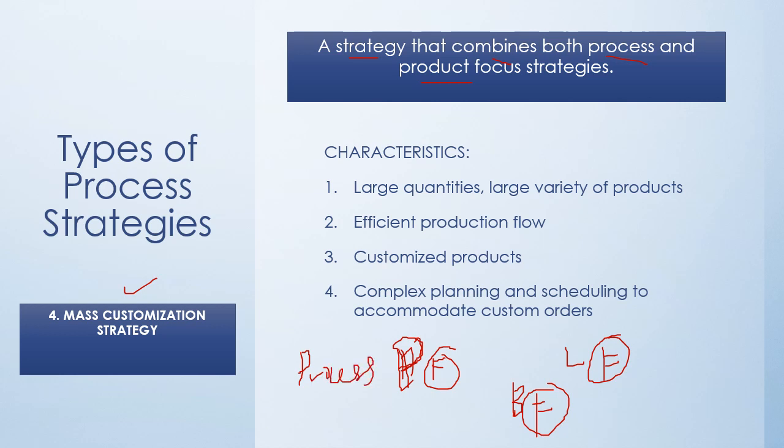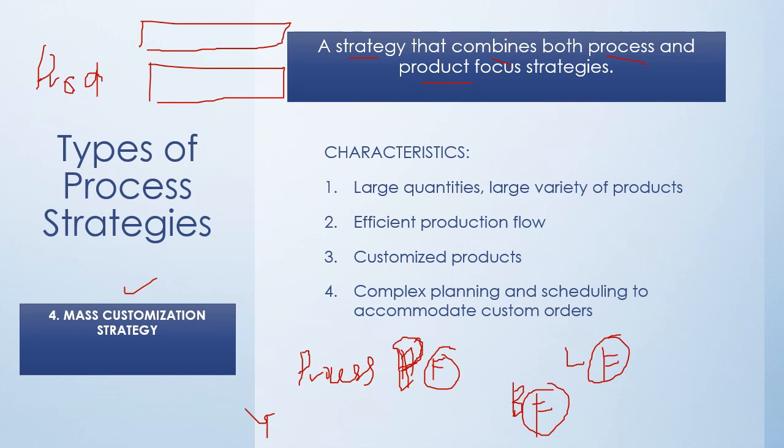Whereas product focus strategy is where the company arranges the facilities in assembly line and by product. Okay, we just covered just now. Product A, product 1, product 2 will have a specific assembly line for each type of product. So mass customization is the combination of these two. So let's see how. Okay, what are the characteristics of process focused mass customization?